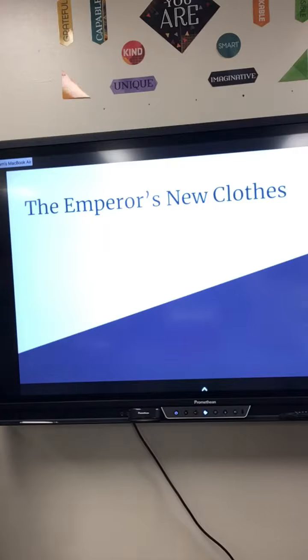Just like last time, we're going to start our story out by doing a picture walk. Does anybody remember what a picture walk is? Jonah? Yeah, where we look through the book to get an idea of who's going to be in the story, the characters. We're going to make some predictions.